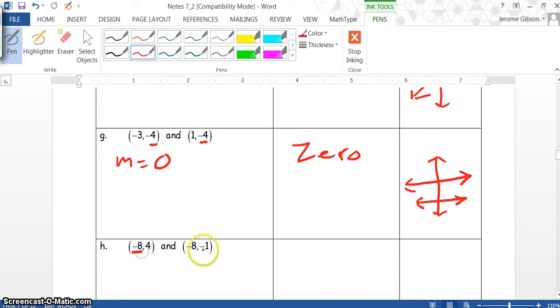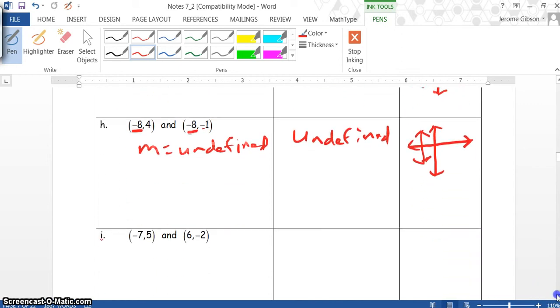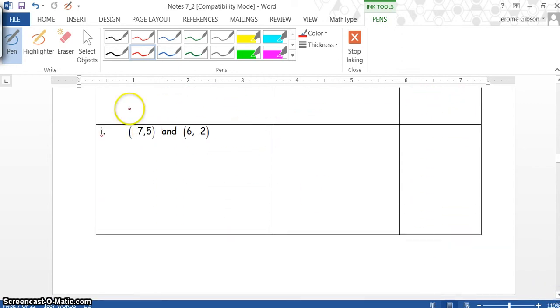Now, if we look here, our x values are the same. So our slope is undefined. We know an undefined slope has a vertical line. And if you notice, I put arrowheads there as well.